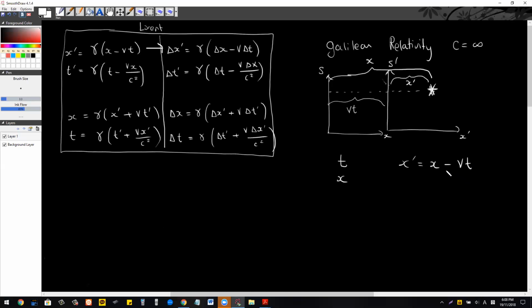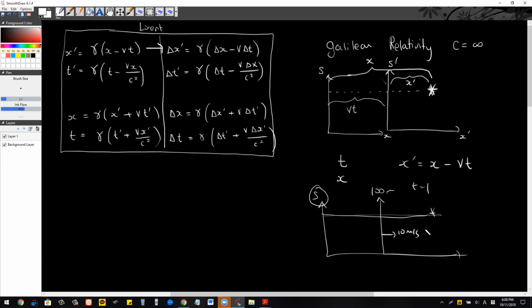Yeah, it makes sense to me. So for example, if there is some event 100 meters away from this frame, and there is another person moving at 10 meters per second, and this person observed this event happening around 500 meters away at time equals 1, then what's this person going to observe in the S dash frame? He's going to observe that this event occurred at 100 minus 10 times 1, right?